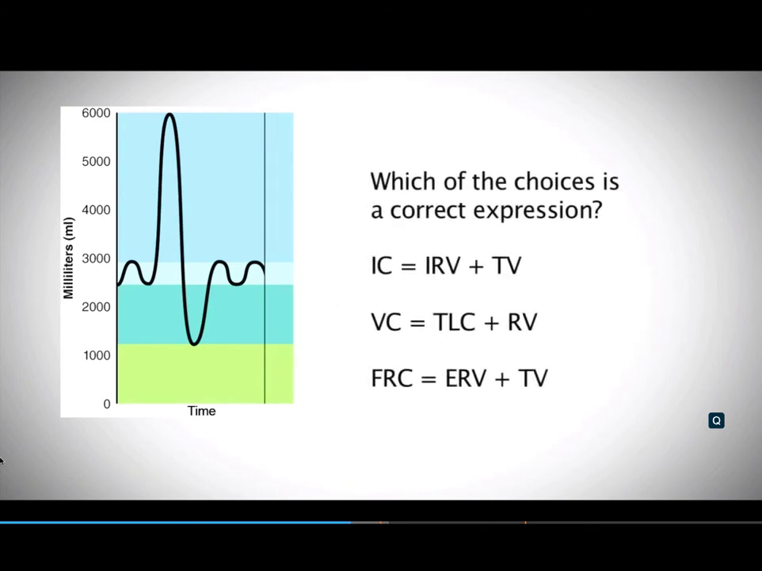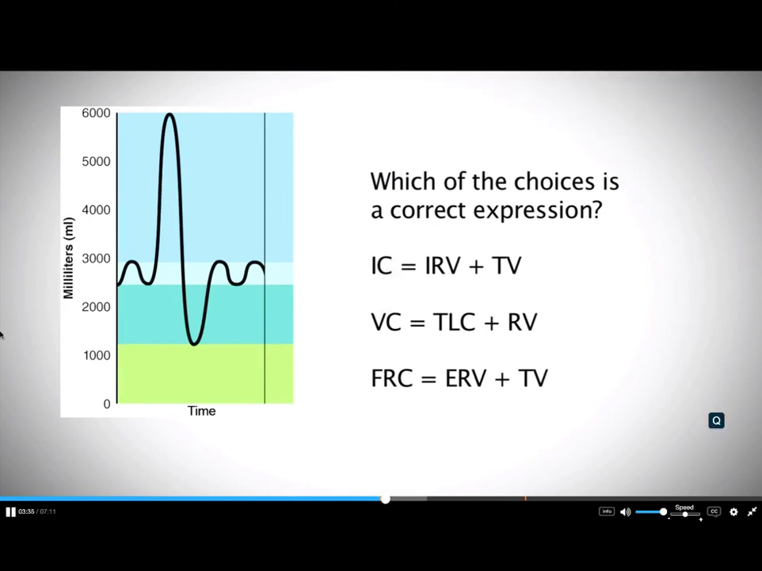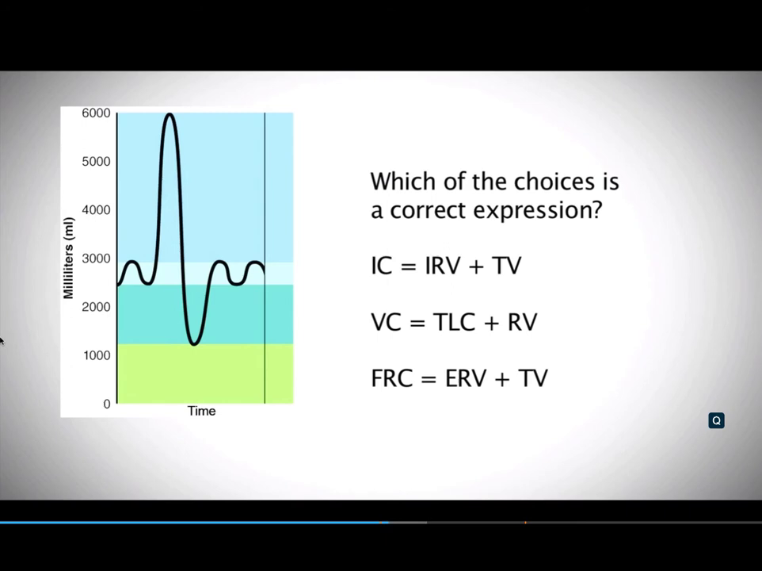Let's check your understanding. Refer to the text on the screen. Which of the choices is a correct expression? IC equals IRV plus TV, VC equals TLC plus RV, or FRC equals ERV plus TV. Recall that capacities are the sum of individual volumes. The inspiratory capacity is the sum of the inspiratory reserve and tidal volumes. Once you get used to the abbreviations, it will get easier.